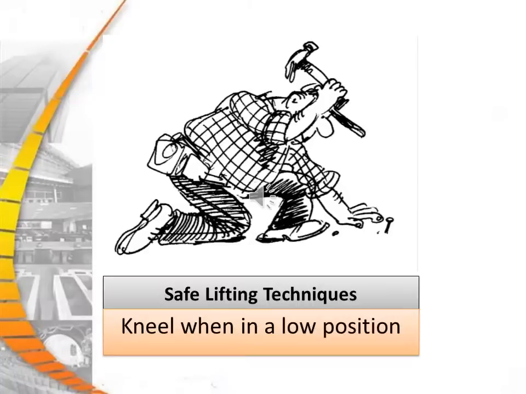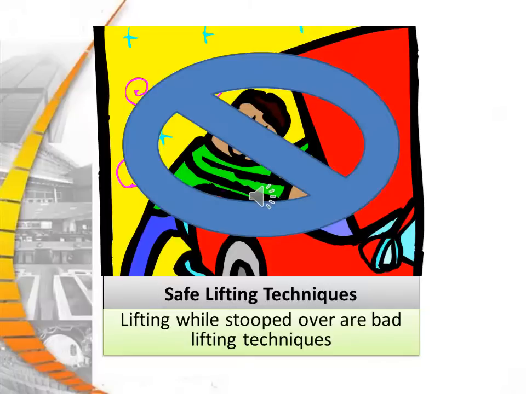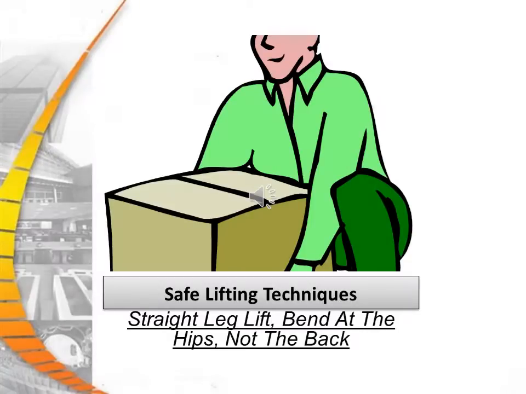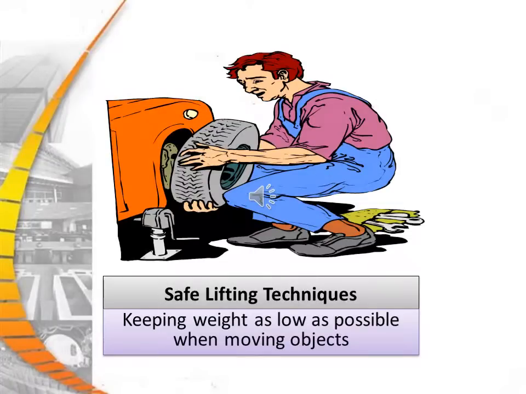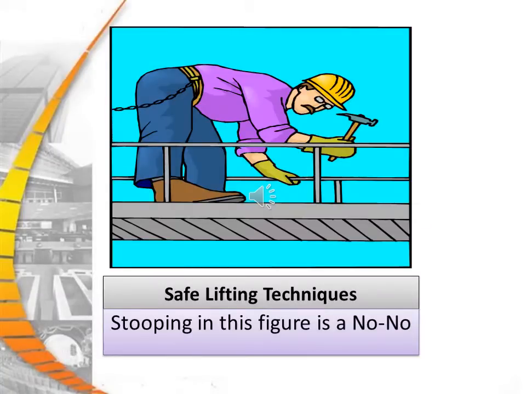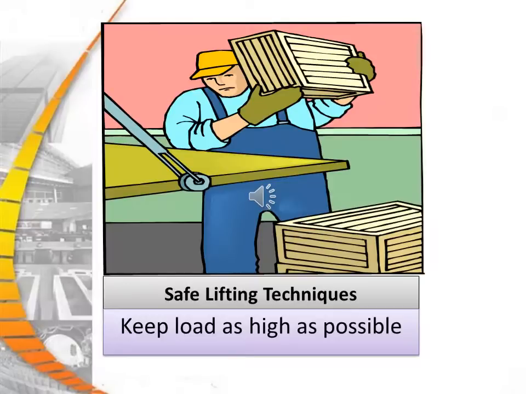Here's an example of kneeling when in a low position. Lifting while stooped over are bad lifting techniques. A straight leg lift, bending at the hips, not at the back. Here we can see an example of keeping the weight as low as possible when moving the object. Here another no-no, stooping while in a work position. Here we can see an example of keeping the load as high as possible when lifting.